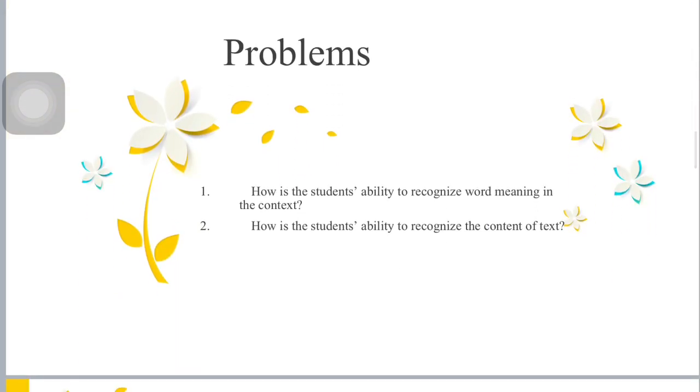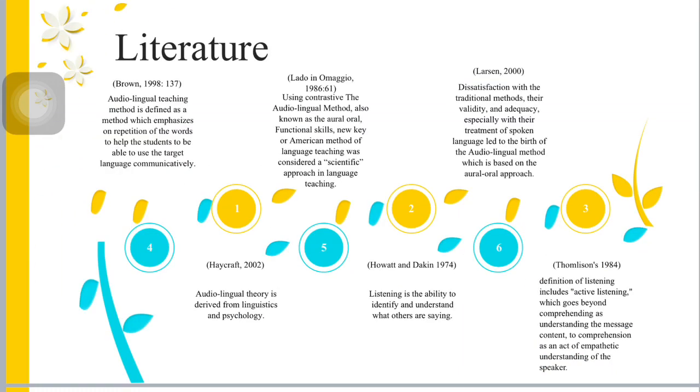And the next slide is problems. For the first is how is the student's ability to recognize word meaning in the context, and the second is how is the student's ability to recognize the content of the text.